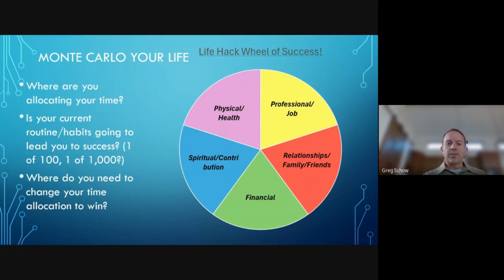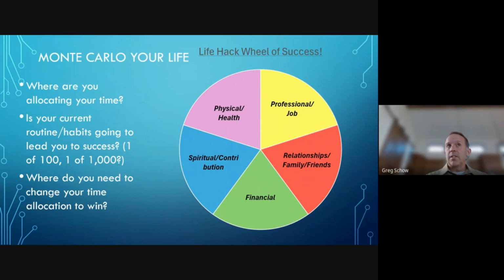The 5 key components to be successful in life: physical and health, professional and job, relationships and family, financial, and then spiritual and contribution. There are lots of different lists out there, but I think these encompass most everything we need to do well in our lives to feel fulfilled and accomplished. So the question in turning the Monte Carlo analysis on our own lives is, where are we allocating our time? The question I'd like to ask is: is your current routine or habits going to lead to success?